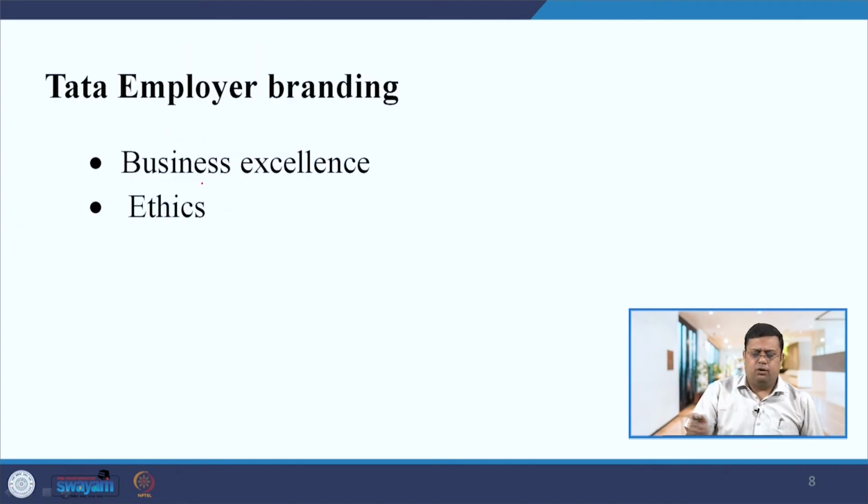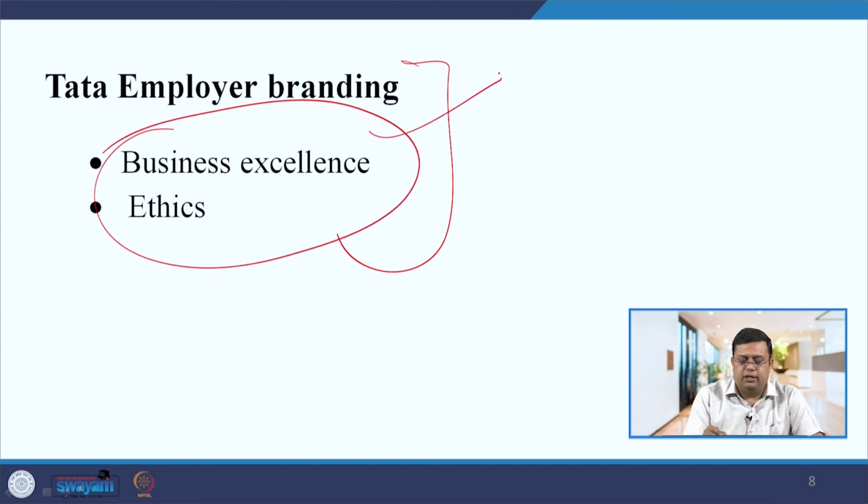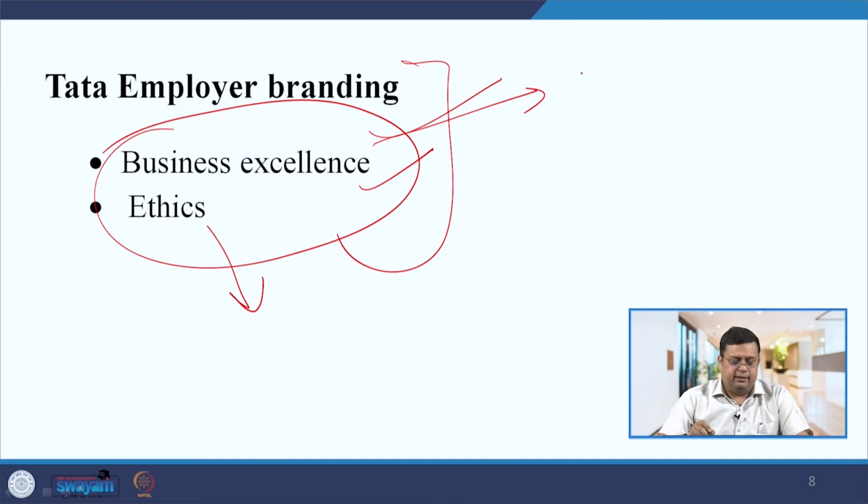For example, how Tata is doing employer branding. They believe in two things, right. Their strategy to build a brand is business excellence and ethics. These are the two things on which they focus. So, you will see they will take initiative on how they will perform better as compared to their competitors.